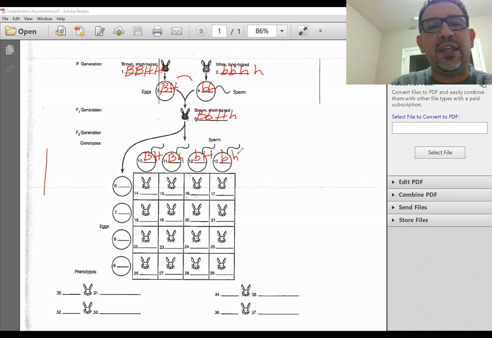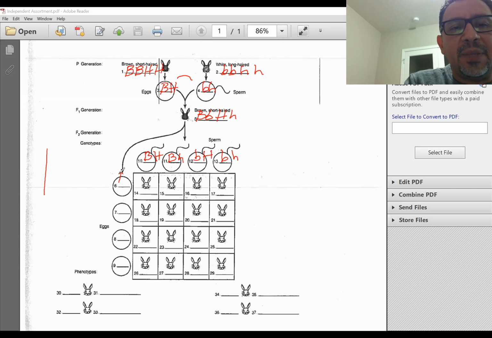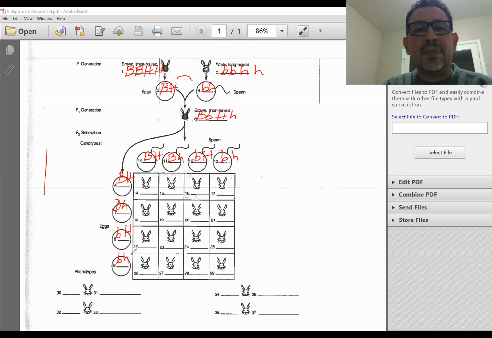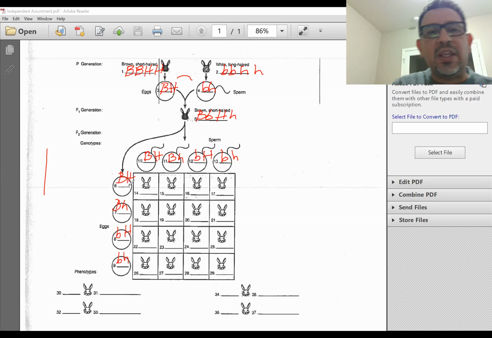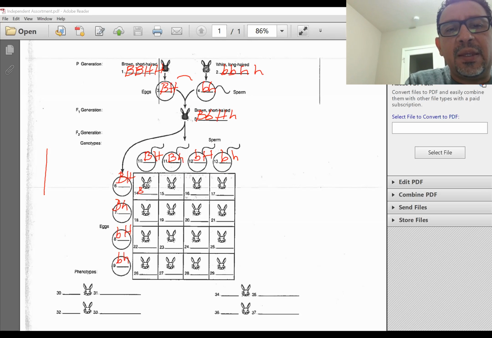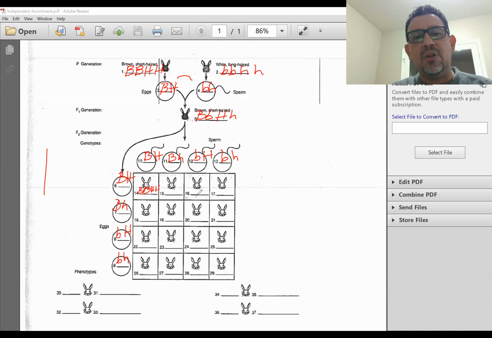How about for the female responsible for making eggs? The same kinds of combinations will be seen. Capital B, capital H, capital B, lowercase h, lowercase b, capital H, lowercase b, and lowercase h. And what you do now in this type of a cross is begin putting in each square where 2 gametes will be meeting. If this sperm here meets with this egg over here, then you will have capital B, capital B, capital H, capital H. And so you can take the time to do all of those crosses that you can combine.